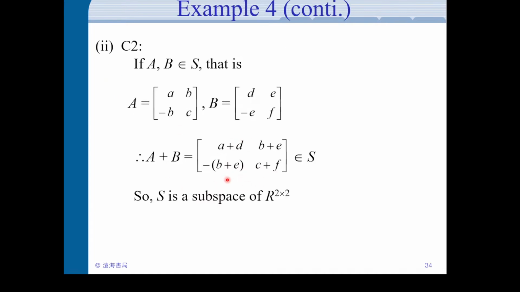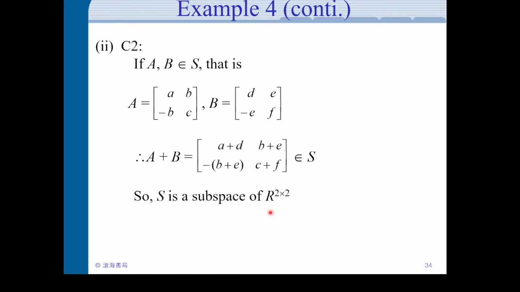Then we have addition, so we have AB minus BC and DE minus EF, and we add them together. Then we see this is B plus E here and minus B plus E here, and they are still different by a minus sign, so C2 also checks out, and S is a subspace of R2 by 2.